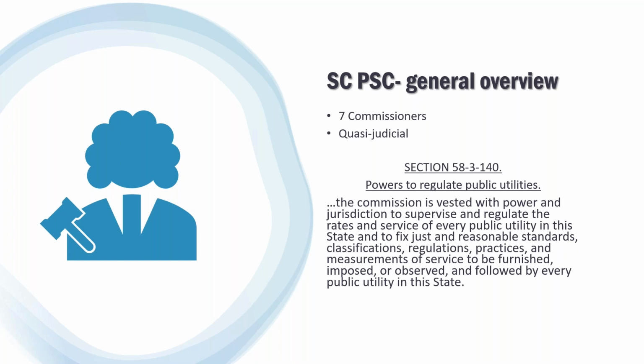Here again, I've included statute language for anybody that is interested. It shows that the commission has broad powers to supervise and regulate the rates and services of every public utility in the state and to fix just and reasonable standards, classifications, regulations, and practices for those utilities to follow. One important note, I guess, is that the Public Service Commission's decision is not necessarily the final end-all be-all. Their decisions can be appealed, and typically their appeals go to the South Carolina Supreme Court.